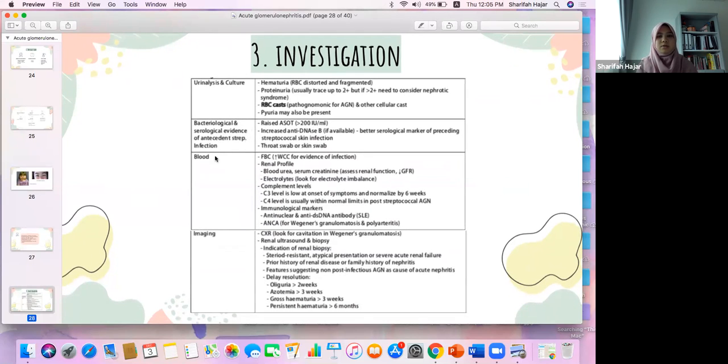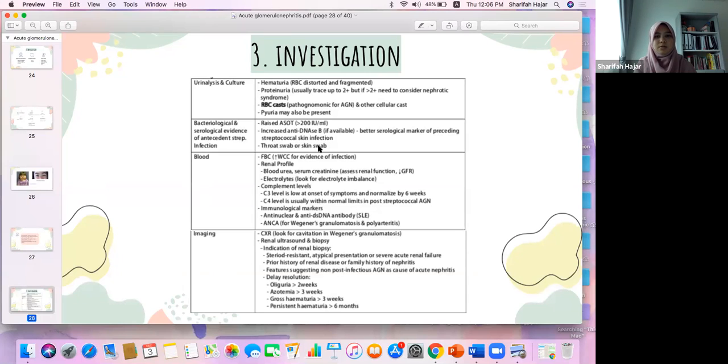Bacteriological and serological evidence, because we need to know, because the most common cause of acute glomerulonephritis is streptococcal infection, right? So we need to find a clue or evidence of strep infection like ASOT, anti-streptococcal antibody titer more than 200, and then increased anti-DNase B if the test is available. DNase B is an antibody made by group A beta hemolytic streptococcus, which if it rises, can also indicate rheumatic fever, post-streptococcal glomerulonephritis, strep throat, and also skin infection.